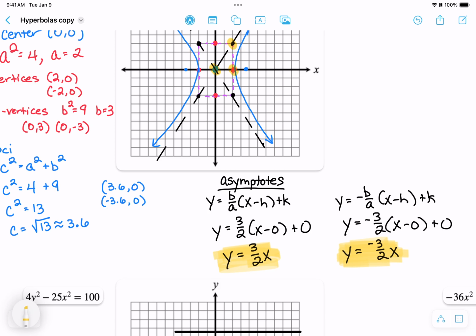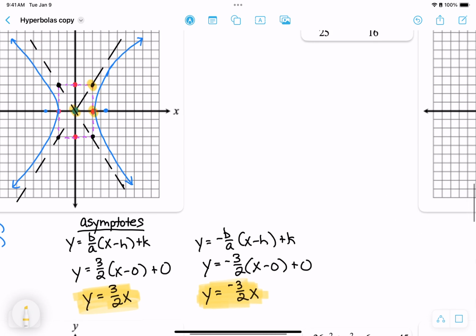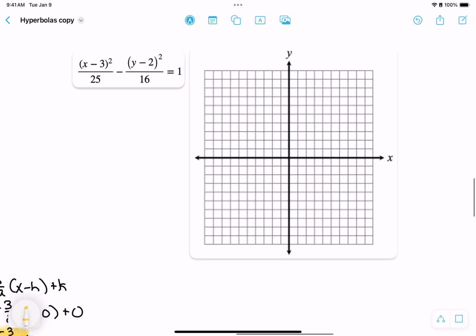Okay, so I said I was going to do two examples. Here's the first one. The second example I want to show you is how it changes when it's not centered at 0, 0. So let's take a look at this second one. It's still in standard form, but it is now not centered at 0, 0, and let's talk about how that makes it different.